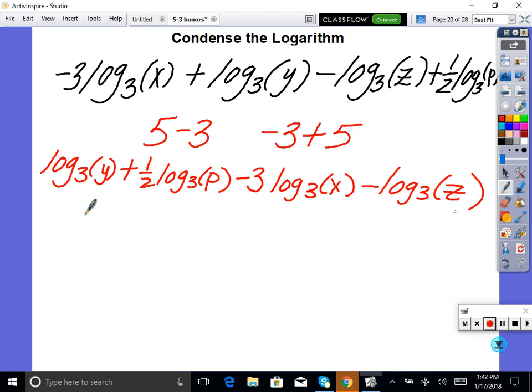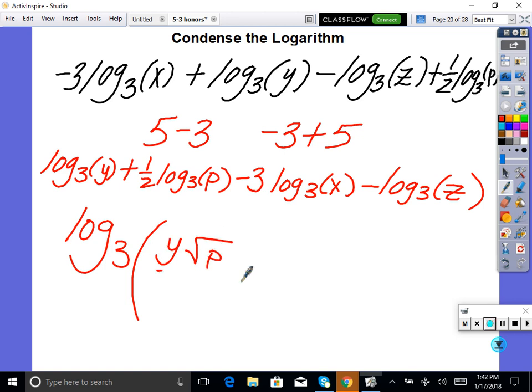So now putting this as one logarithm, we would have log base 3 of y on top, right? Square root of p is on top. On the bottom, x cubed and a z. Then you ended up getting the same answer, right? But you flip it down because there's not an addition sign, so you can flip it straight down.